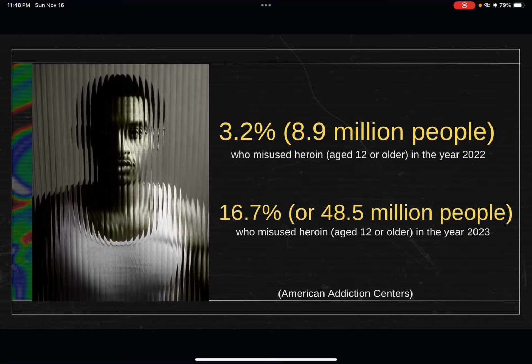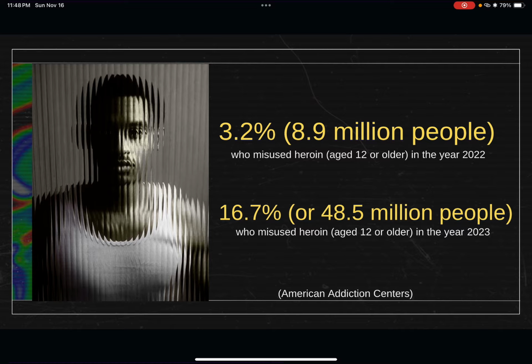For this page, I decided to put statistics about the previous years of heroin being misused. In the year 2022, 3.2%, or basically 8.9 million people, misused heroin. It started from the ages of 12 and up, which was very shocking to me because there was a high level of 12-year-olds and teenagers using heroin.